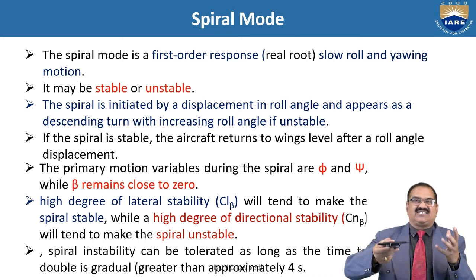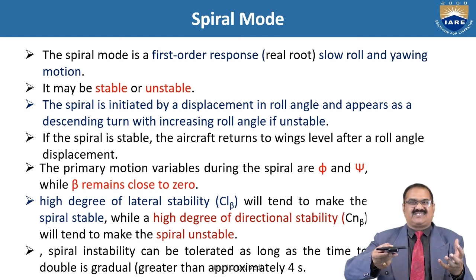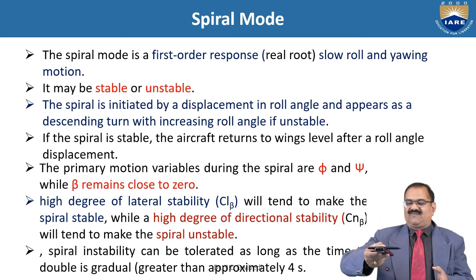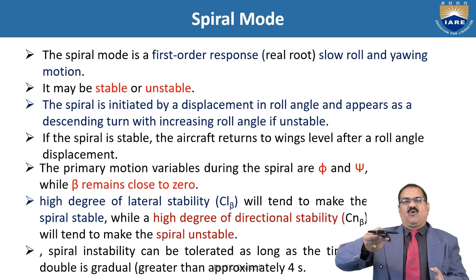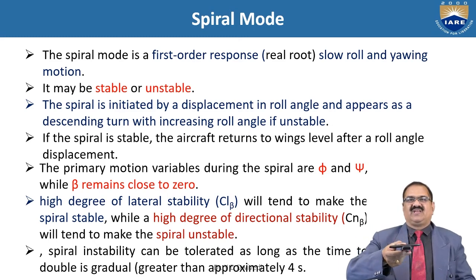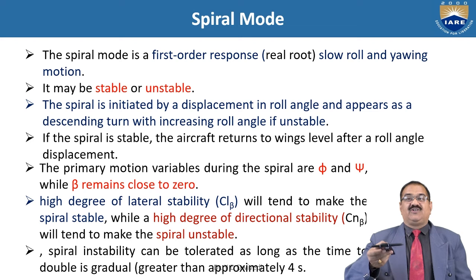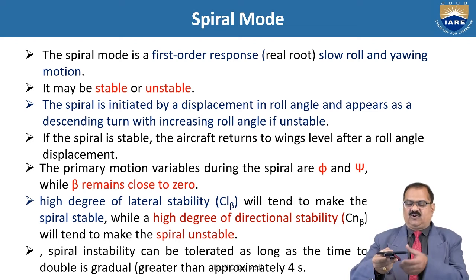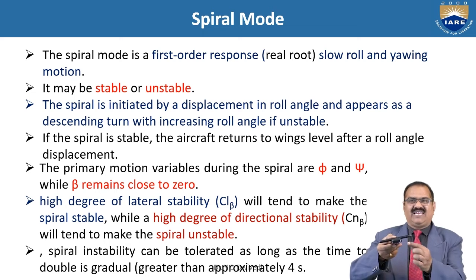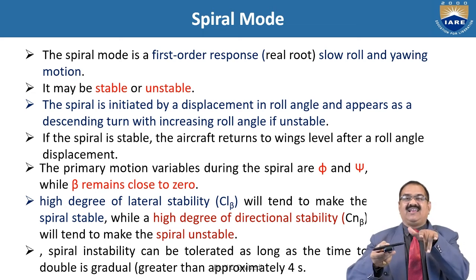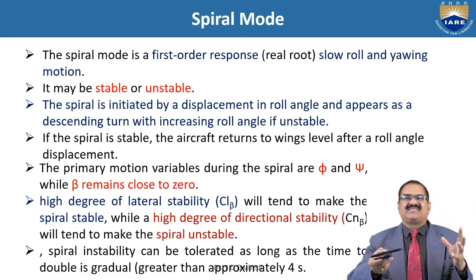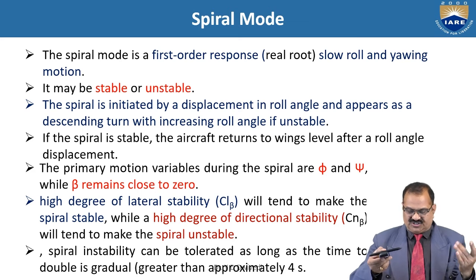If the spiral is stable, the aircraft returns to wing level after a roll angle displacement. So if your aircraft is stable, after this action, it will again come back and start moving in the same condition. The primary motion variables during the spiral mode are phi and psi. So what is phi? It is the roll angle, and psi is the yaw angle. With beta, the sideslip angle, remaining 0 and it may be constant.